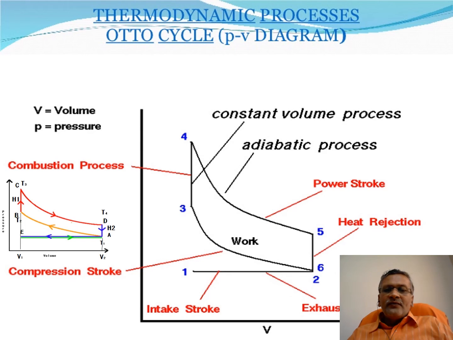And 4 to 5 is the power stroke. Here the engine starts working. When it reaches position 5, the outlet valve will open, and all burnt and unburnt gases will be expelled out. Therefore 5 to 6 is called the heat rejection stroke, and 6 to 1 is called the exhaust stroke.